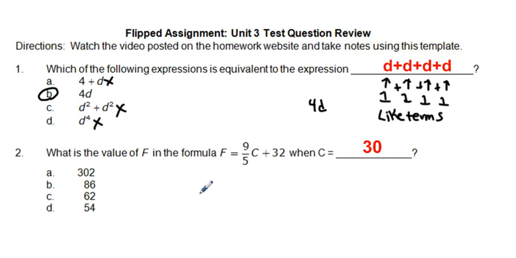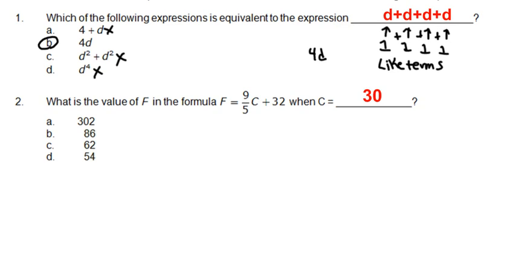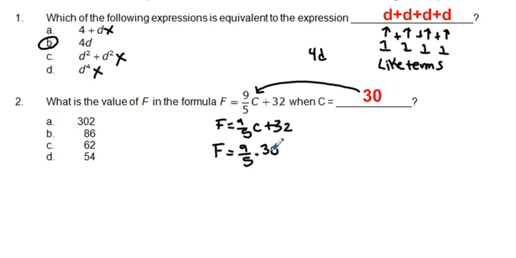What is the value of F in the formula F equals 9/5 c plus 32 when c equals 30? So for this problem, we can do WSE. So F equals 9/5 c plus 32. And we are going to plug 30 into c, right? So Fahrenheit temperature equals 9/5 times 30, because whenever you have a variable next to a number, or in this case a fraction, it's assumed to be multiplication.